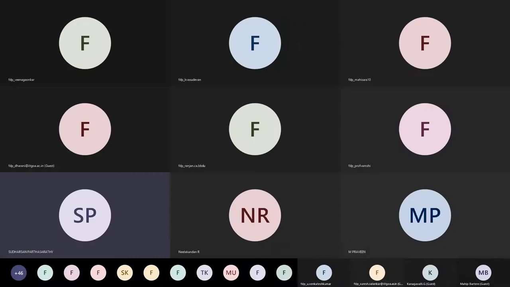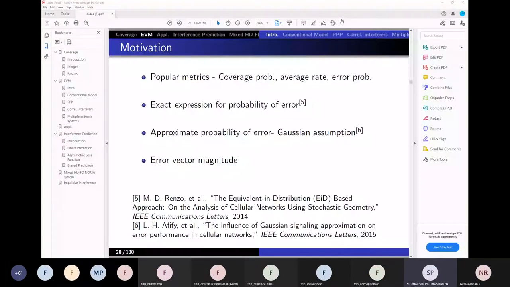People didn't know what it was. It was only because of that that people didn't try to approximate interference as Gaussian while trying to find the coverage and rate. So trying to approximate interference as Gaussian and trying to find the error probability is not exactly the right approach. So we thought of using another metric called error vector magnitude.